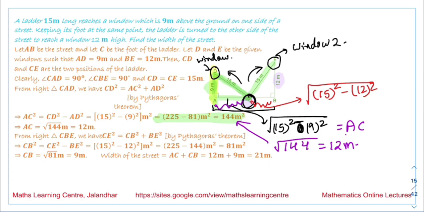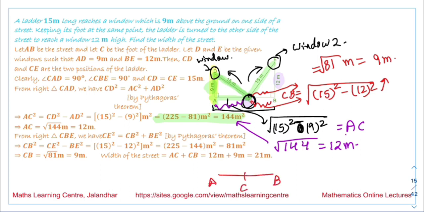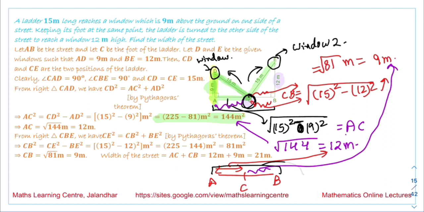And this second length we are talking about, this CB, is 15 square minus 12 square. When we solve this value, you will get the answer is square root of 81 meters, that is equal to 9 meters. So the total length AB, this much portion is 12 meter, and this second portion is 9 meter. So the total length of AB is 9 plus 12, that is equal to 21 meters.